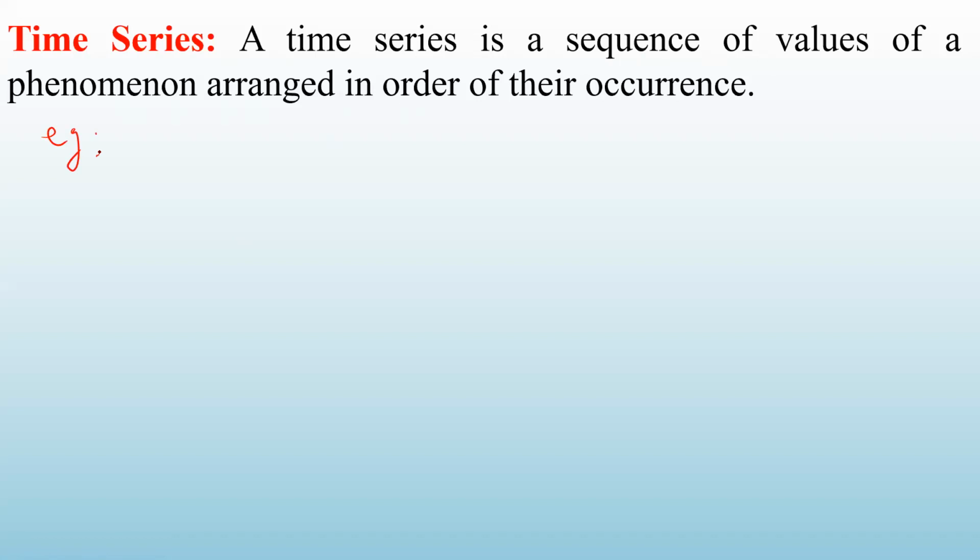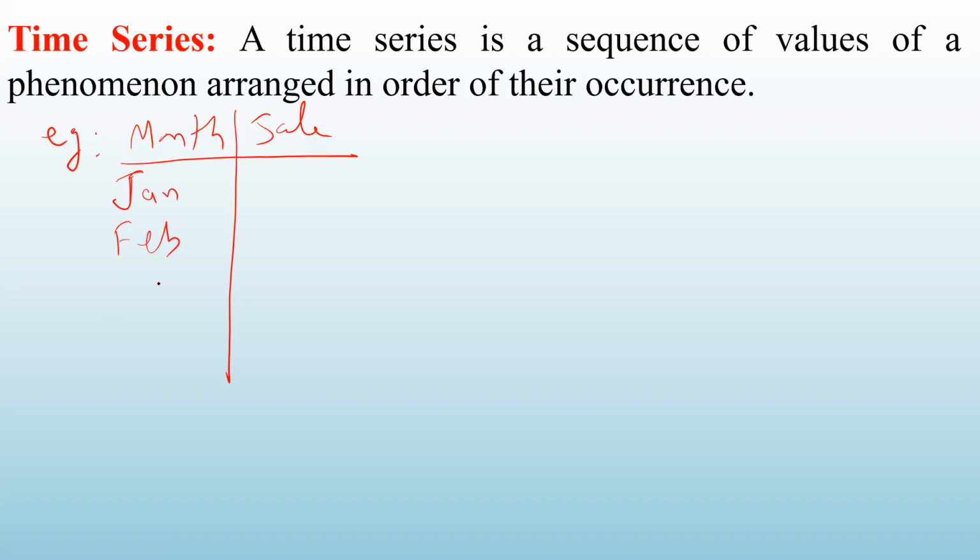A shopkeeper may want to analyze the sale of, say, mobile phones in his shop monthly. So that time series can be written as, in the first column you will write the month, and in the second column the sale. Sale of anything. So here the time is month. So Jan, Feb, up to March, up to December, and the sale in the months. So this could be an example of a time series.